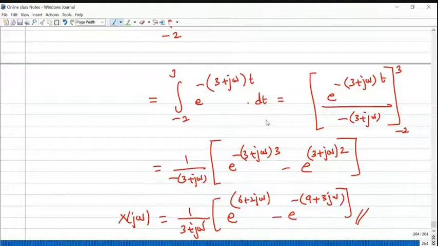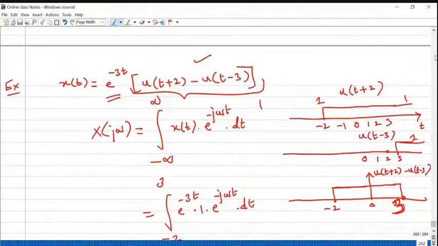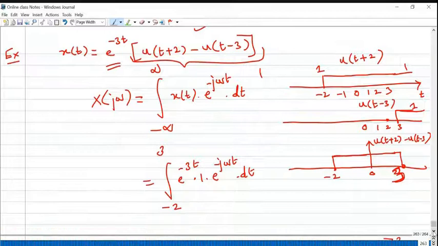So we are discussing a different kind of problem. E power minus at uses standard formula. Then delta of t formula, u of t formula, signum function formula. Apart from this, if a signal is mixed with some elementary signals like this, then how to find the integration limit? Sketch the signal carefully and solve the problem.